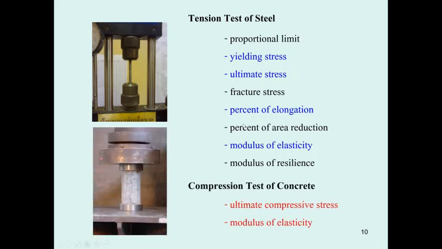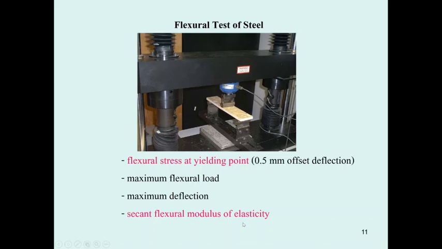And for the compression test, only 2 mechanical properties are of interest. One is the ultimate compressive stress. This is the strength. Okay, and another one is the modulus of elasticity. That is the stiffness of the concrete. For the flexural test, you determine the strength, the flexural stress at the yielding point. The first one is the strength, and the last one is the stiffness. You determine the second, the flexural modulus of elasticity.